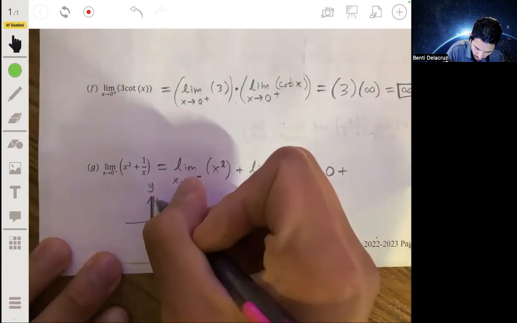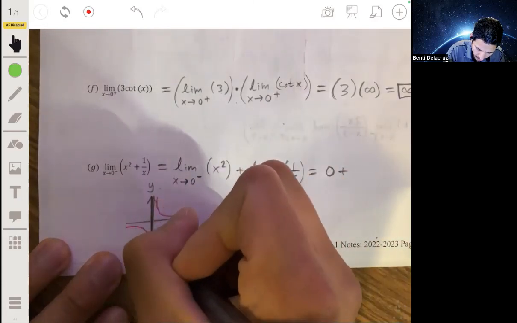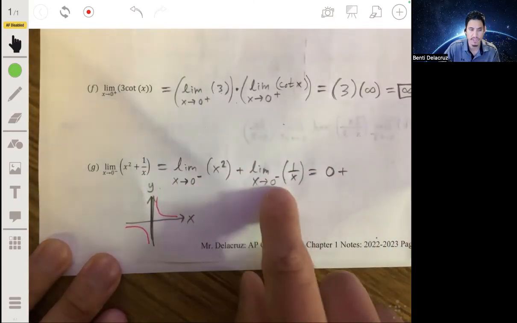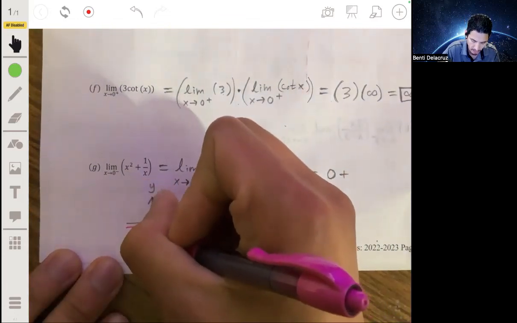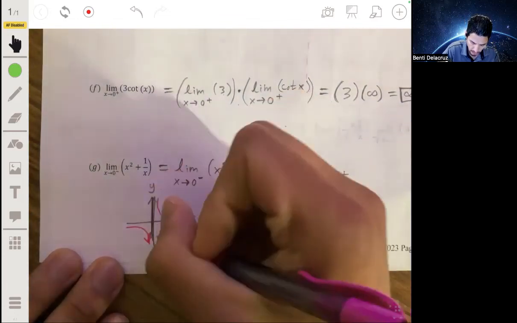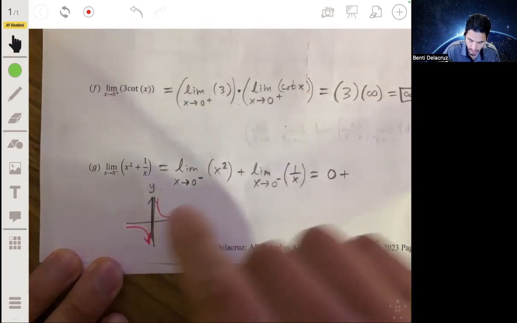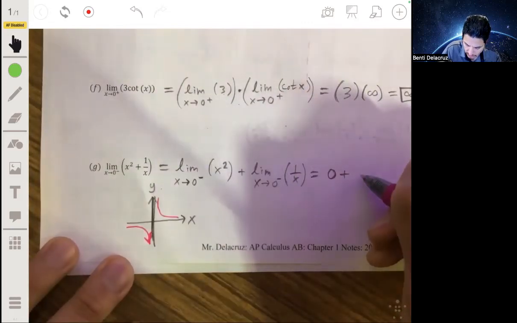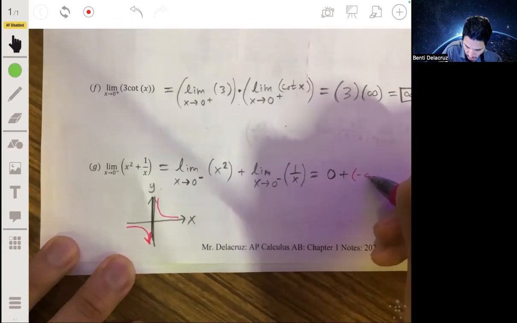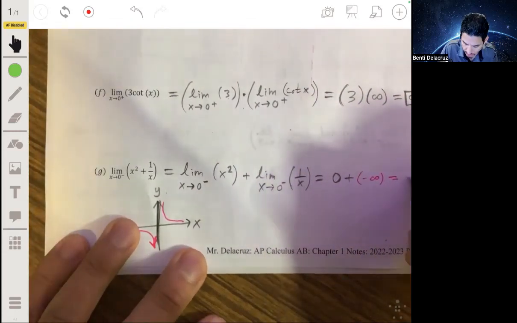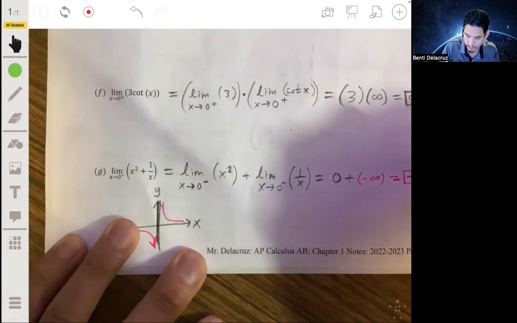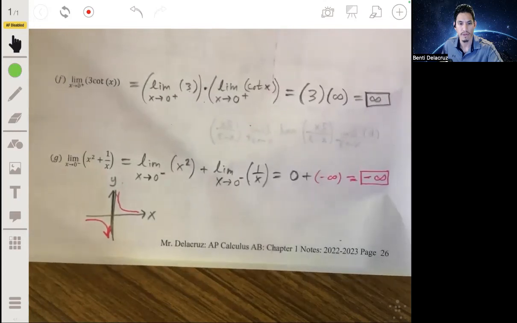It's going to look like a hyperbola going like that and like that. So since we're approaching 0 from the negative side, we're on this side of the hyperbola. So we're going downwards towards negative infinity. So this will be negative infinity, so it'll be 0 plus negative infinity, which will then just give us negative infinity. That is our final answer. There we go. And that's all there is to it.